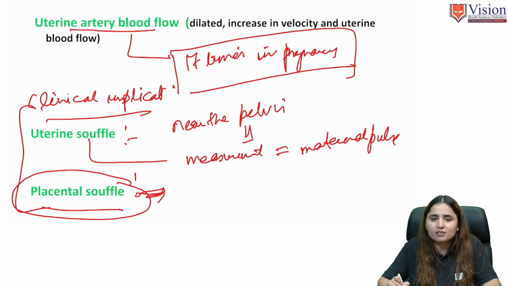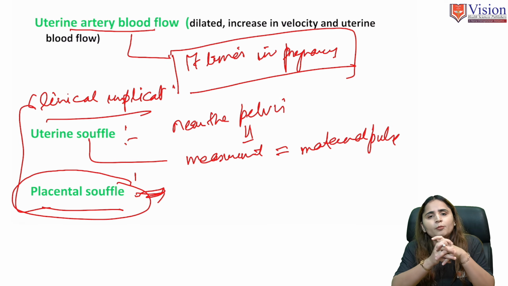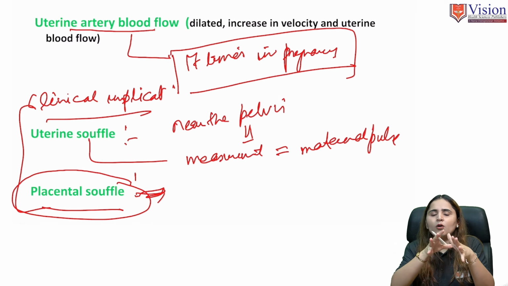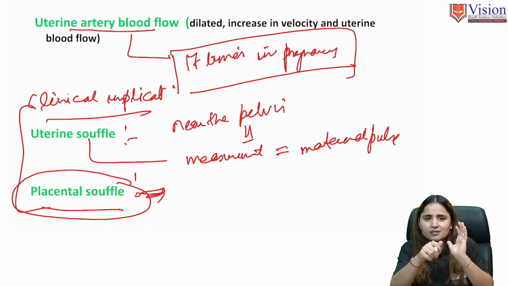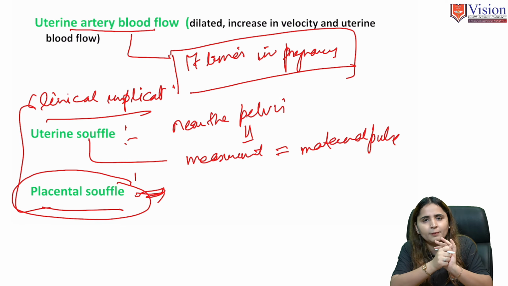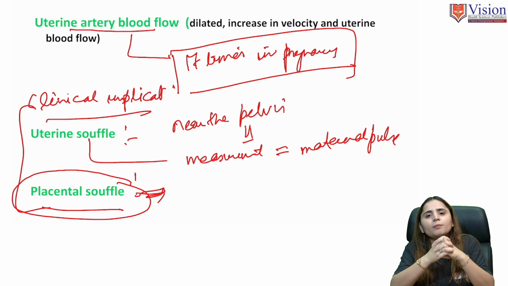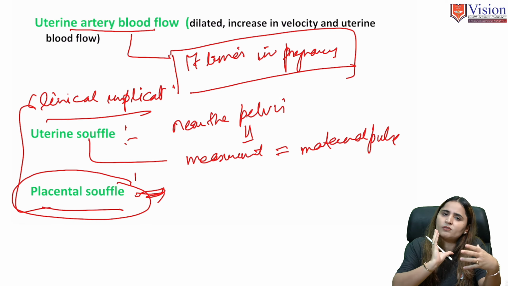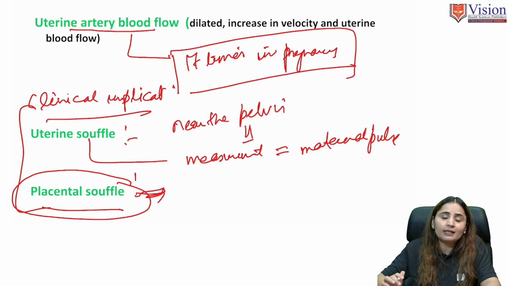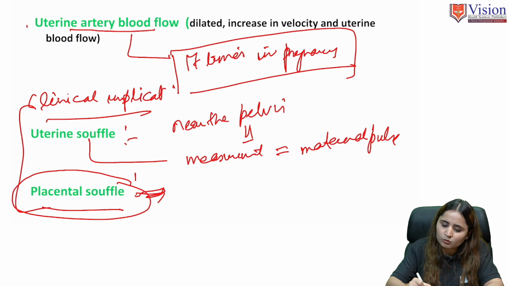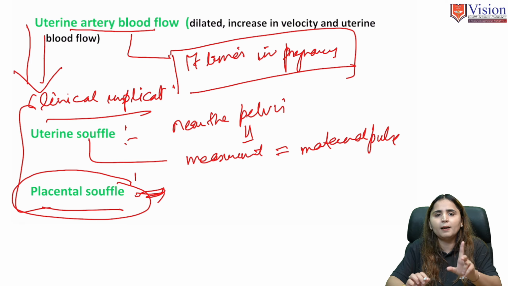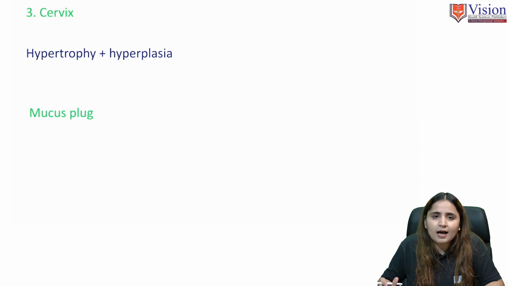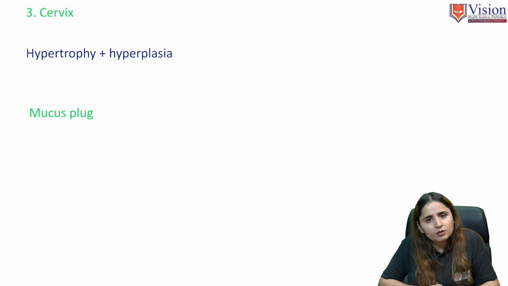And another implication of this increase in uterine artery blood supply is the placental souffle. So what is the placental souffle? When we put the stethoscope a little upward, not towards the pelvis but on the upper part of the abdomen, we will hear some loud sound. And we sometimes get confused with the fetal heart sound, but it is not the fetal heart sound. This sound is called the placental souffle. So this all happens due to the increase in the blood supply. So with this, the changes in the uterus are completed.